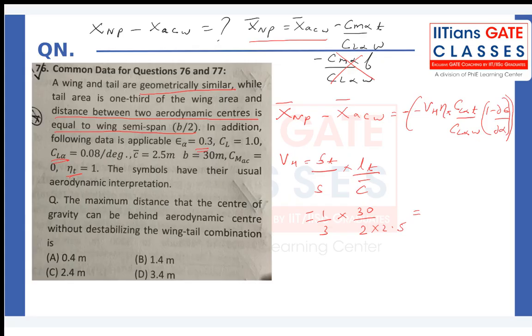Yes, Dharmesh, tell me what is Cm alpha for wing. Look at the details given in the question and tell me what is Cm alpha for the wing. Okay, yeah. So VH is 2, correct. What is Cm alpha for the wing? Cl alpha, you asked Cl alpha, sorry. What is Cl alpha for the wing? It's given in the question, right? What is Cl alpha for wing? Exactly, 0.08.